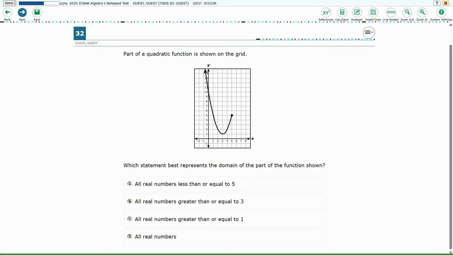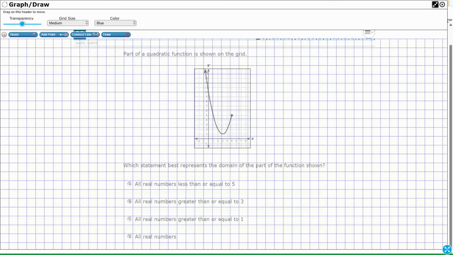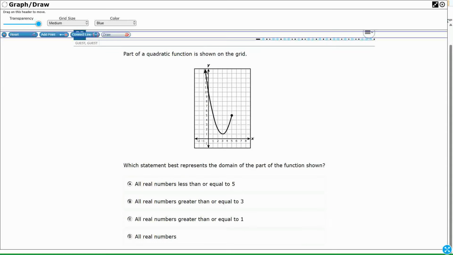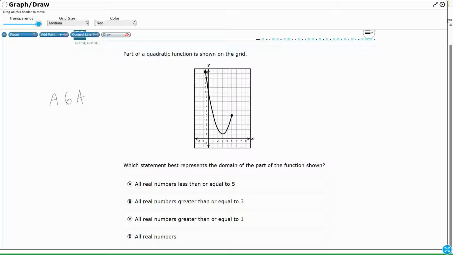Number 32, we are looking at quadratic domain and range. This is A.6a. And you can see we have a truncated quadratic graph here. It doesn't go on forever. That's typically what we're going to see when we have a quadratic domain and range, because the domain of your traditional quadratic is going to be all real numbers, and so that's never really a challenge. And so they have to cut it off at certain points to make it kind of difficult for us.